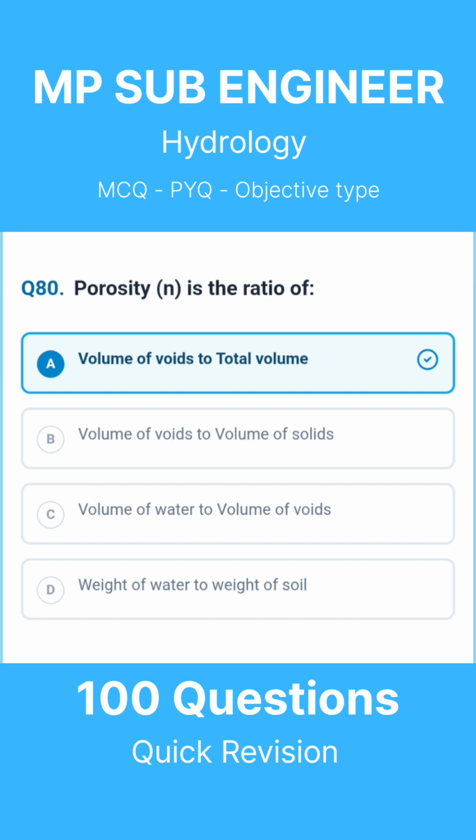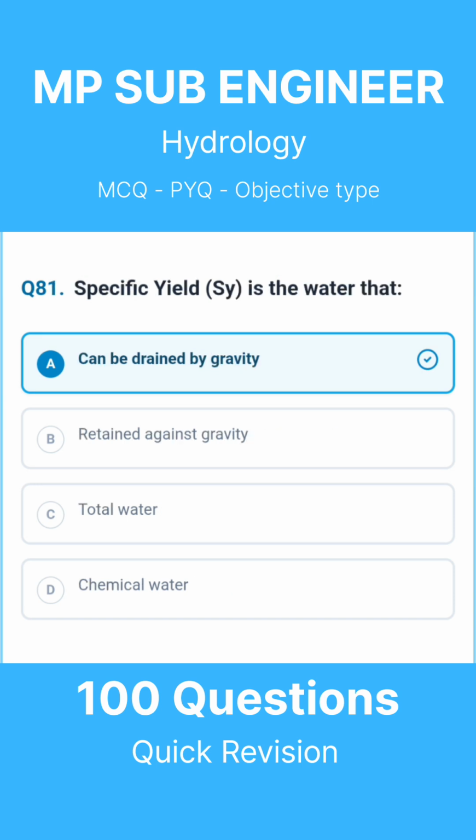Question 80. Porosity N is the ratio of. The correct answer is volume of voids to total volume. Question 81. Specific yield Sy is the water that. The correct answer is can be drained by gravity.